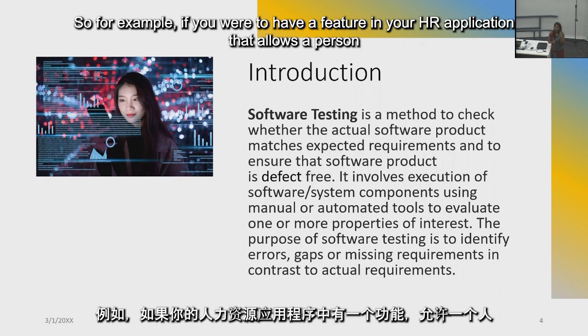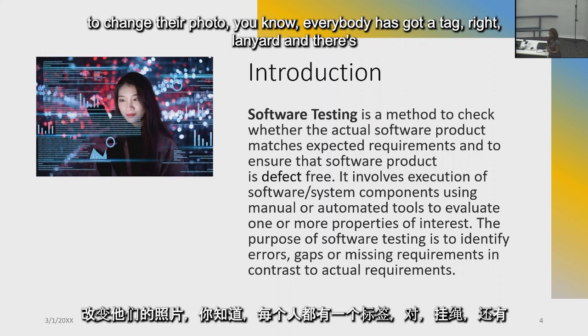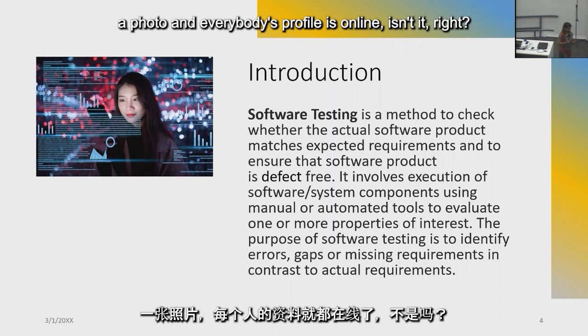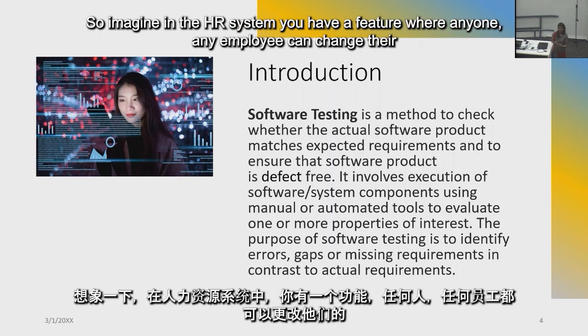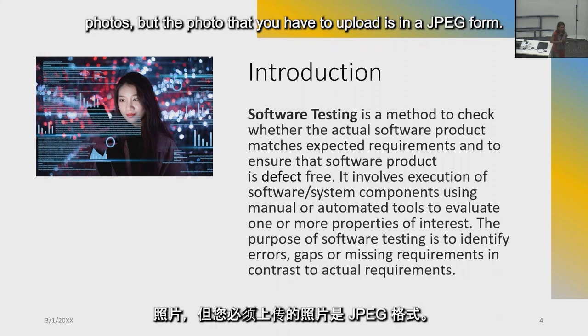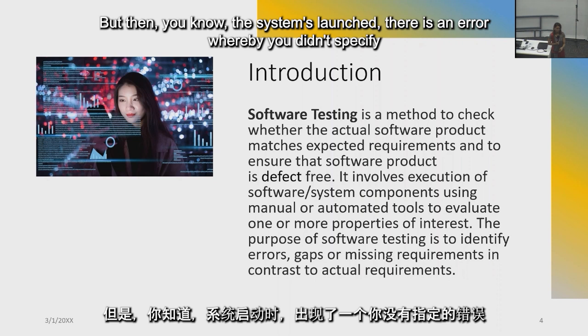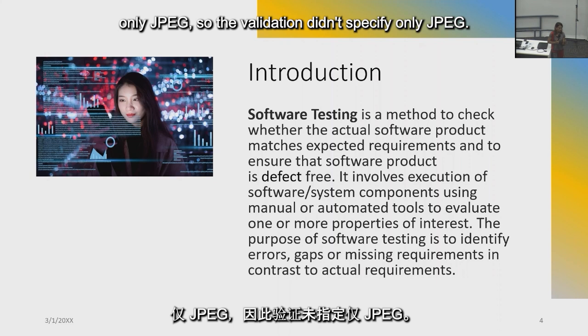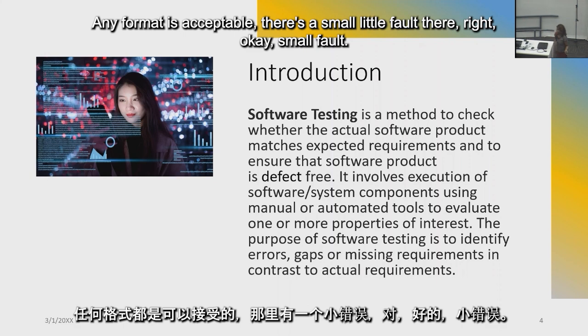So for example, if you were to have a feature in your HR application that allows a person to change their photo, everybody has got a tag, a lanyard, and there's a photo, and everybody's profile is online. So imagine in the HR system, you have a feature where any employee can change their photos. But the photo that you have to upload is in JPEG form. But then, the system's launched. There is an error whereby you didn't specify only JPEG. So the validation didn't specify only JPEG. Any format is acceptable. There's a small little fault there.